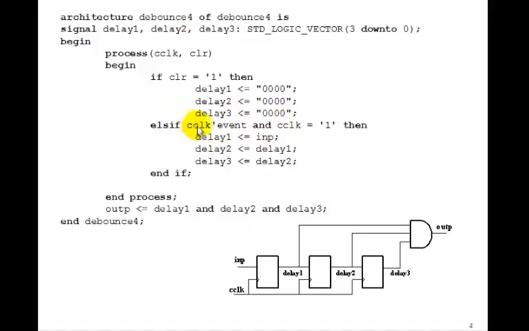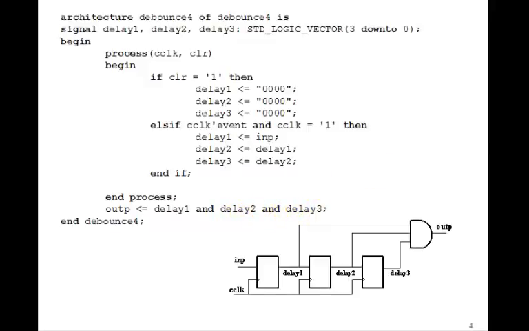Else, if C clock'event and C clock equals 1, that's the rising edge of C clock. Delay 1 gets the input. Delay 2 gets delay 1, and delay 3 gets delay 2. And then the output is just the AND of these, so the output is going to be delay 1 and delay 2 and delay 3.